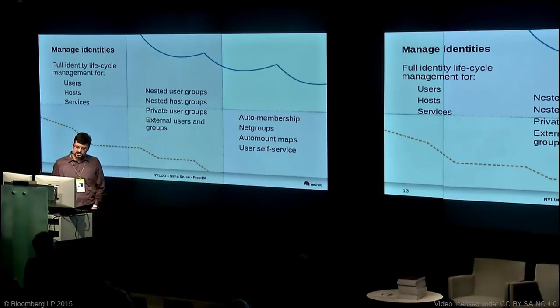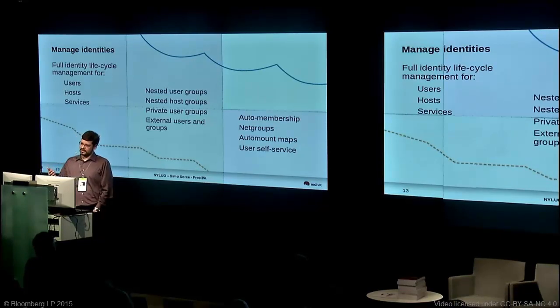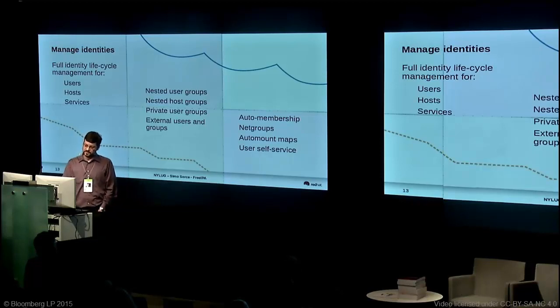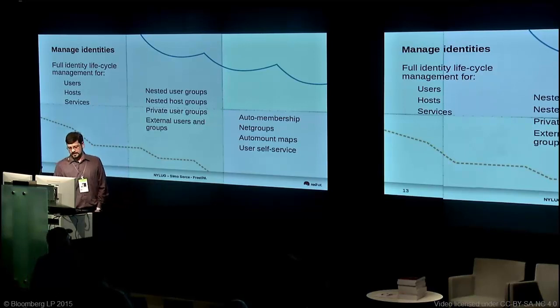In order to manage these two types of identities, we have a number of grouping mechanisms as well. So we have nested user groups, which we enroll fully in a Linux server so that the Linux server sees the classic flat bunch of groups for users. We have also nested host groups, private user groups. When you create a user in FreeIPA, by default, we create an associated private group transparently so that users' files are private. And external users and groups, we'll see why external.